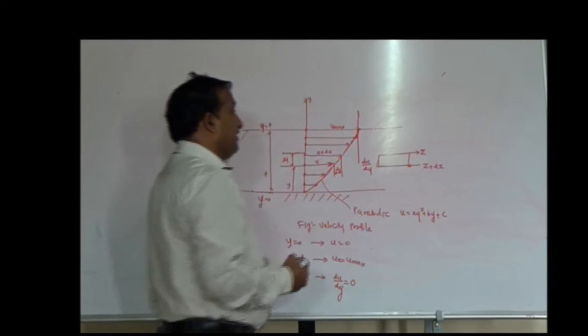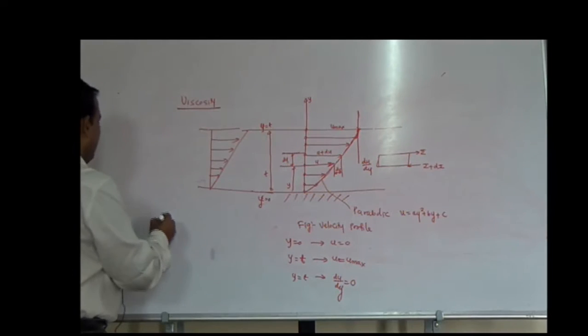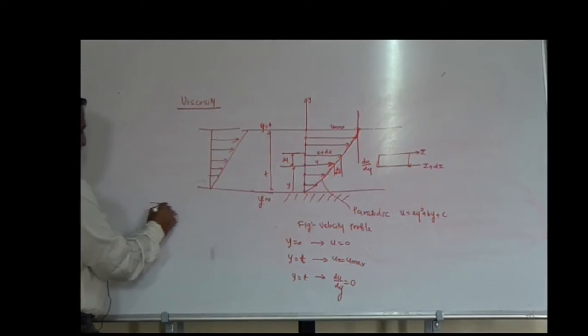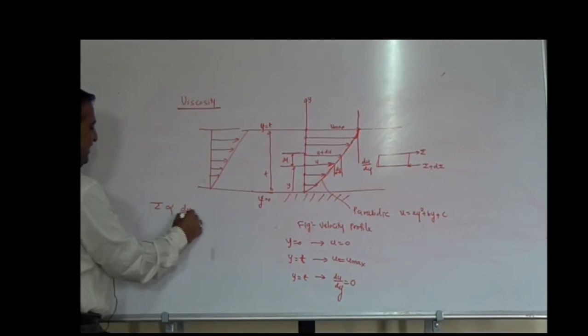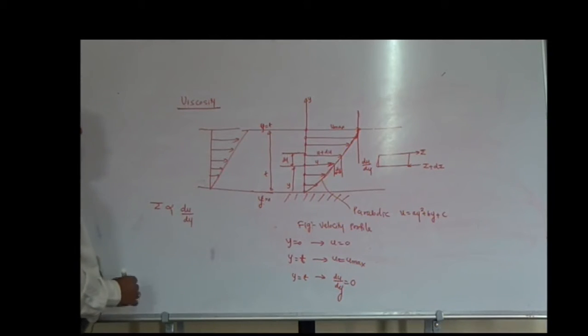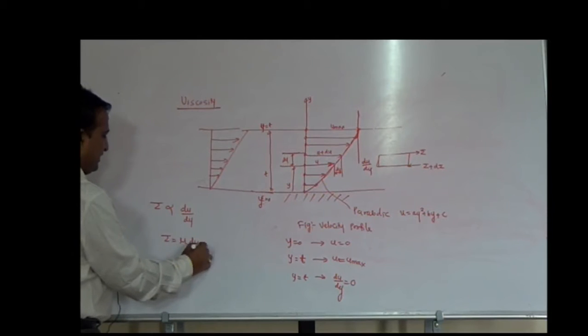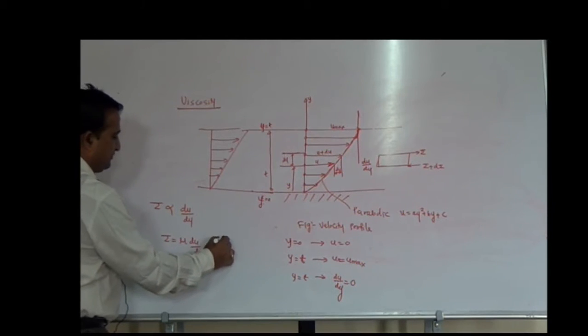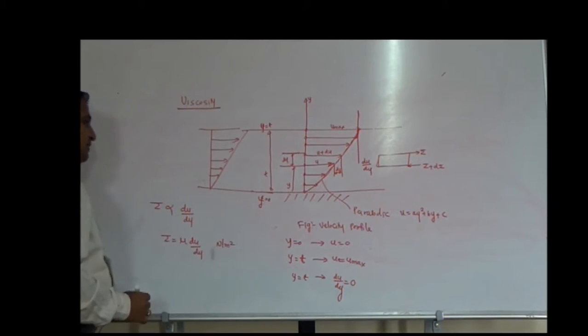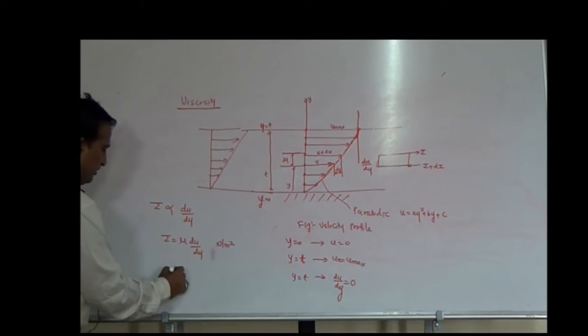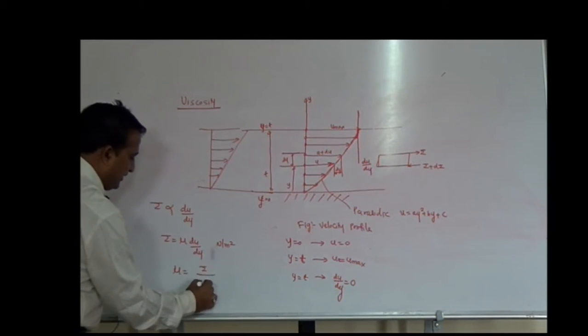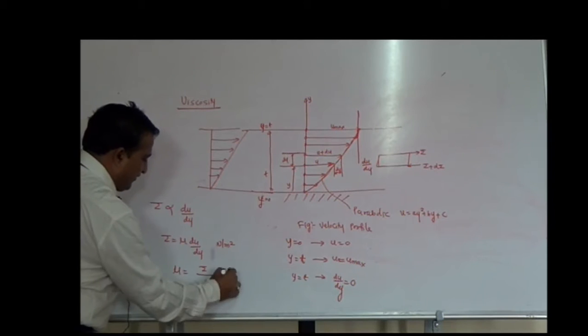So why will the shear stress develop? Because Newton found that the shear stress is directly proportional to the velocity gradient as well as the viscosity. So tau equals mu du by dy. This is called Newton's viscosity law. The unit of mu is what? Newton second per meter square.